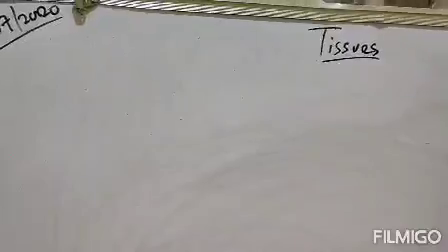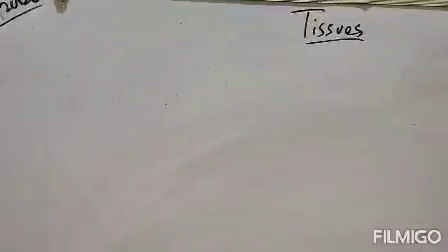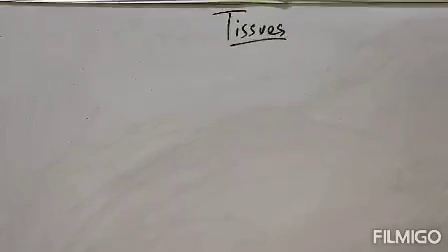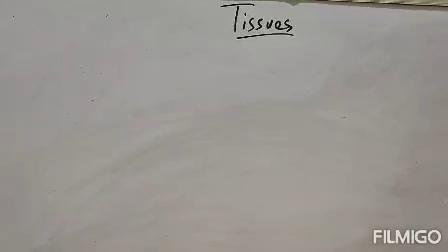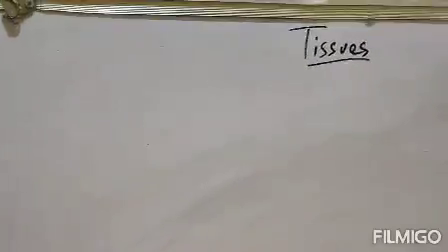Today we will discuss the second part of the tissue chapter. In the first session, lecture 1, only plant tissues were covered, different plant tissues, their classification, and their functions. Today we will cover animal tissues. That is the second part of this chapter, and today the chapter will be completed. So let's start with animal tissues.